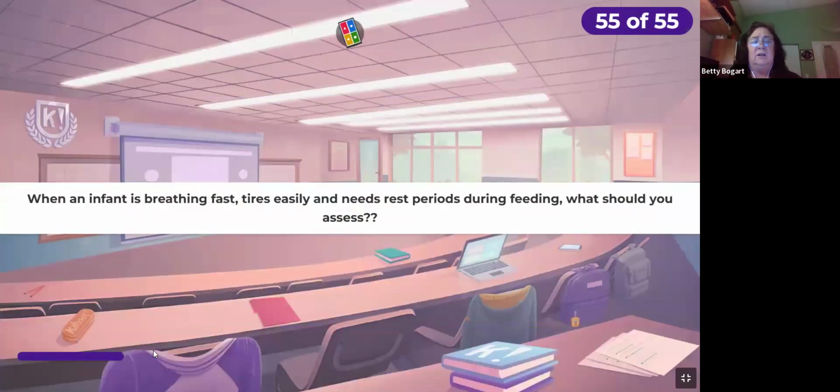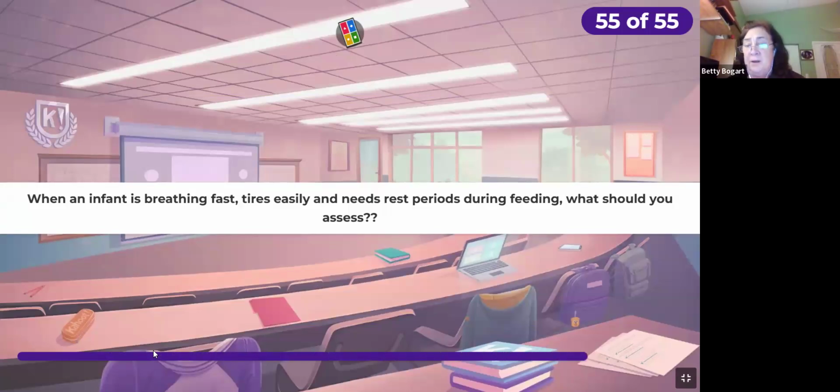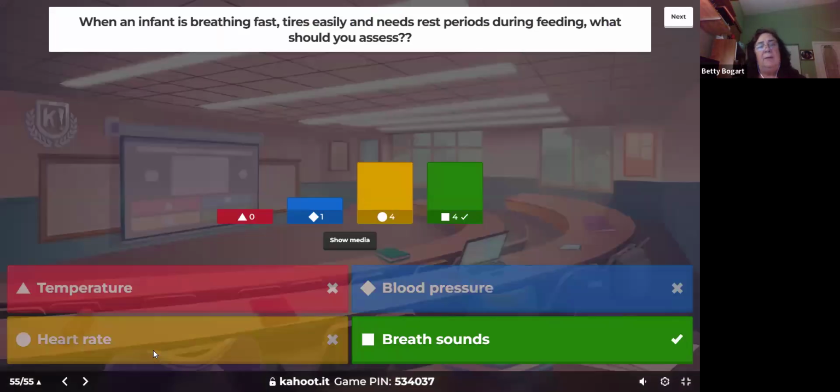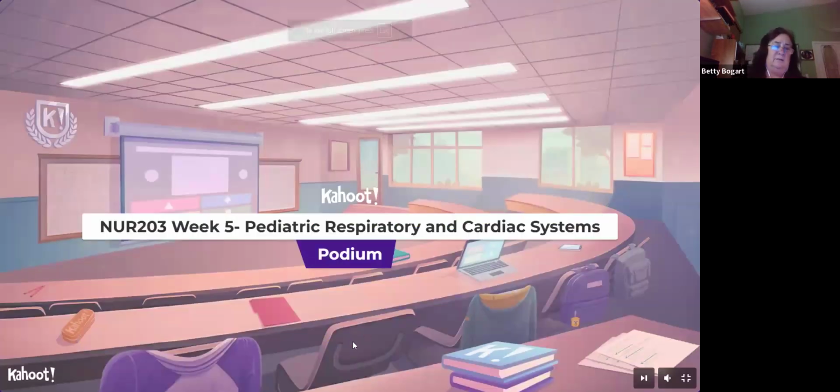And last question. When an infant is breathing fast, tires easily, and needs rest periods during feeding, what should you assess? What do you think is going on here? Probably going into congestive heart failure. So you are going to be looking for breath sounds.